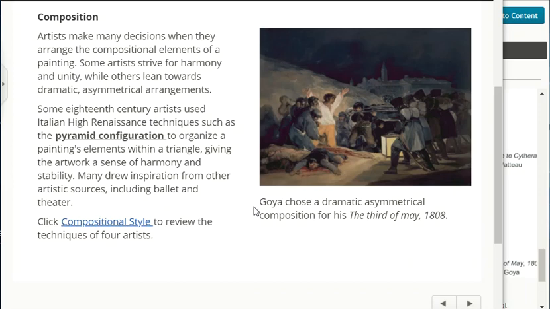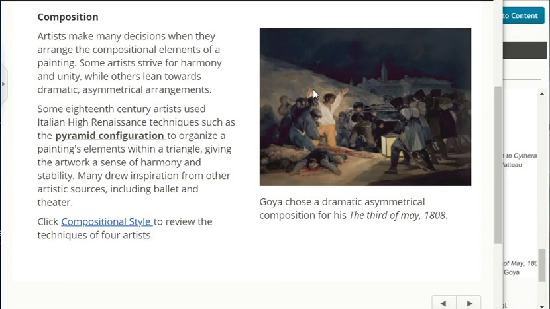In Goya's The Third of May, he uses a dramatic asymmetrical composition. Do you see the asymmetry? Asymmetry means that you draw a line down the middle and the two halves are not symmetrical. For example, on the left, we have a figure that's very brightly lit. We see all of their faces. We have people that are on the ground.